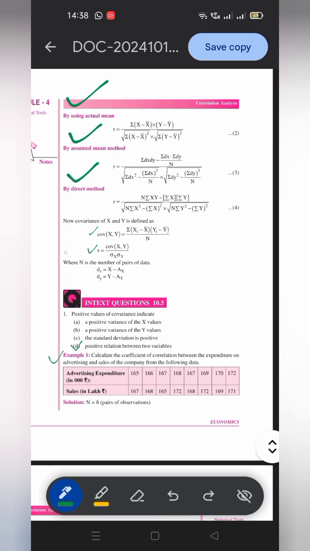Third and last method, by direct method, R is equal to n sigma x into y minus sigma x into sigma y whole divided by root of n sigma x square minus sigma x whole square into root of n sigma y square minus sigma y whole square.